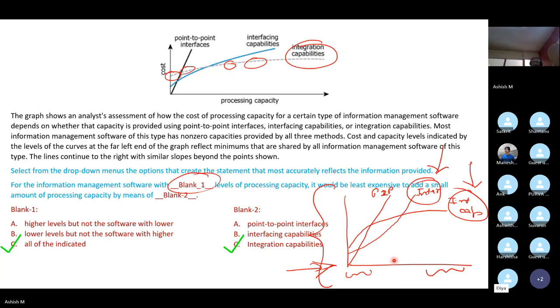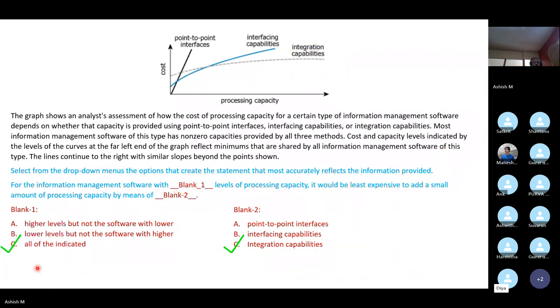Sir, also, can you please help me understand blank one's A and B parts meanings? Because it's not very clear to me, like higher levels, but not the software with lower processing capacity. Can you please elaborate both A and B options?